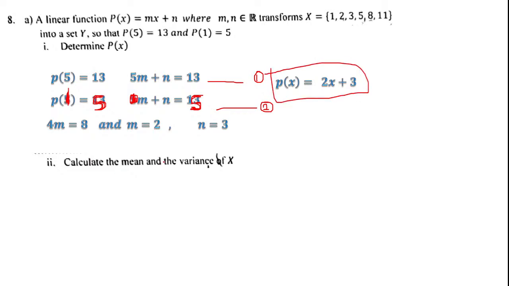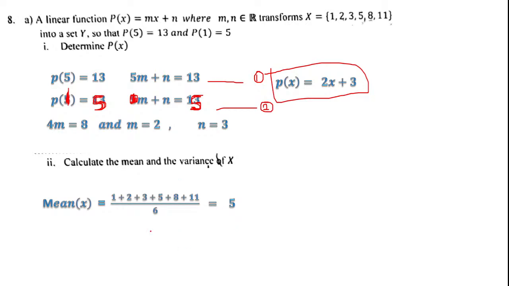Now, they say we should calculate the mean and variance of x. So the mean of x will just be equal to the sum of terms divided by the number of terms that we have. So we have 1 plus 2 plus 3 plus 5 plus 8 plus 11 divided by 6. And that will give us 5, because when you add all of this, you have 30 divided by 6, that's 5.